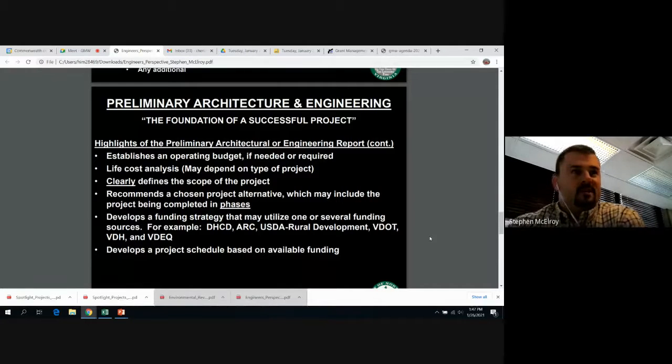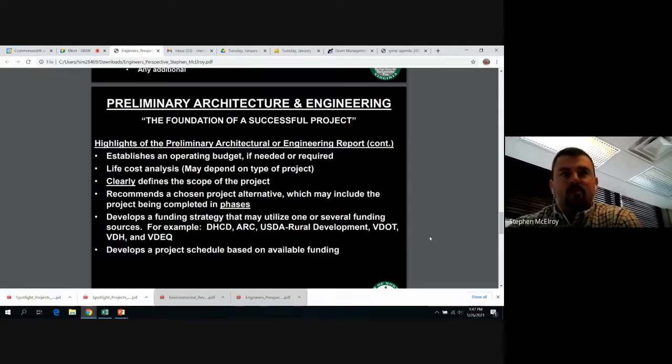But it also needs a technical aspect for regulatory agencies or funding agencies to get what they need to effectively fund the project. Of course, recommend a chosen project alternative, which may include the project being completed in phases. And we're seeing this more due to the rise in construction cost.